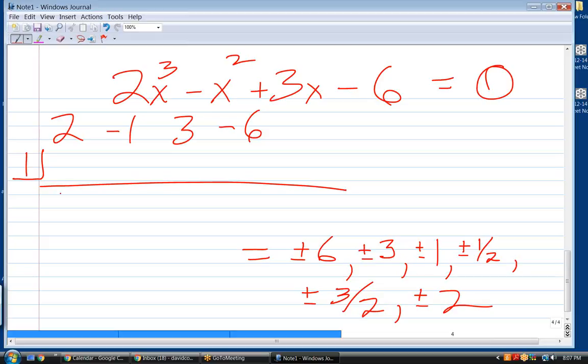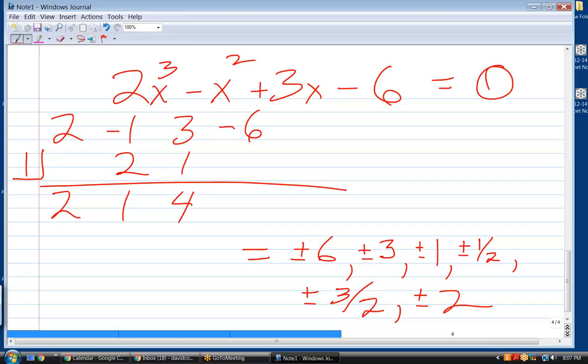Do this synthetically. Just show me that you can do it. What goes here? Bring down the 2. And then 2 right there. And then 1. And then 1 again. And do you subtract them, right? You always add.